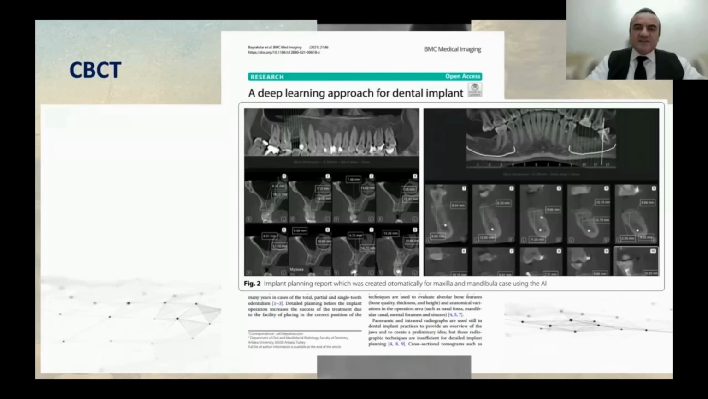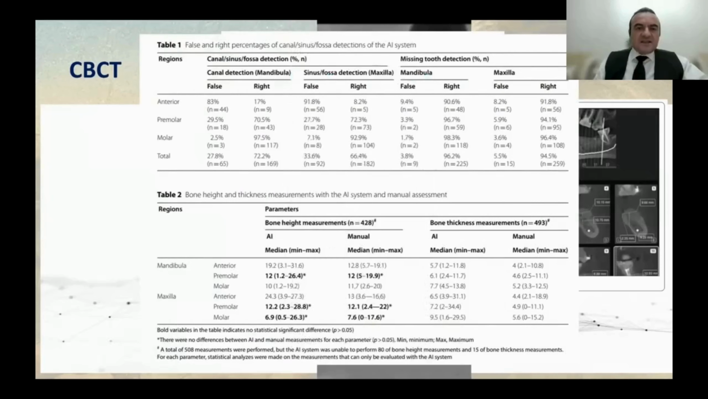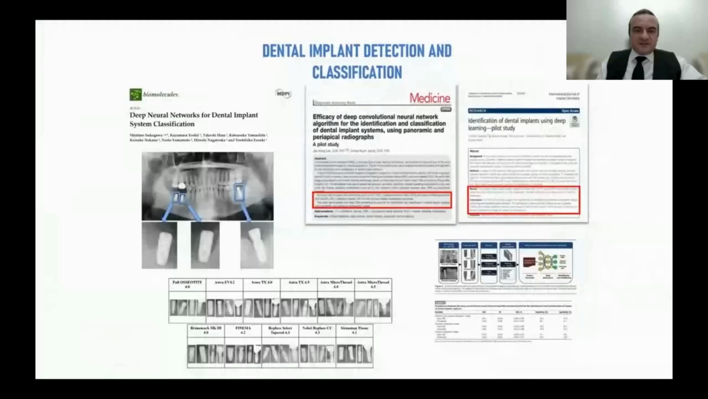We measured the height and the length for the implant sites. And in the end, we found quite a high range to detect the measurements, and also to detect the implant size and make the measurements out of these CBCT images. One of the most problematic parts, especially in dentistry, as all of you know, is dental implant detection and classification.